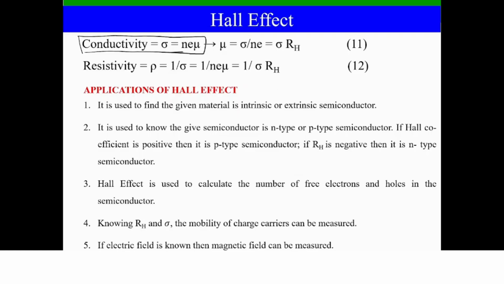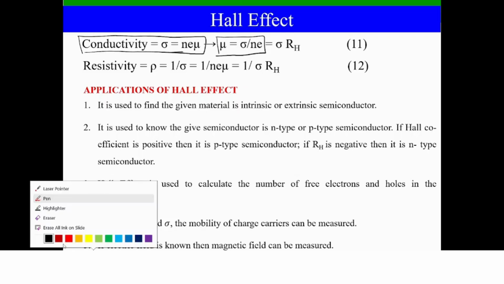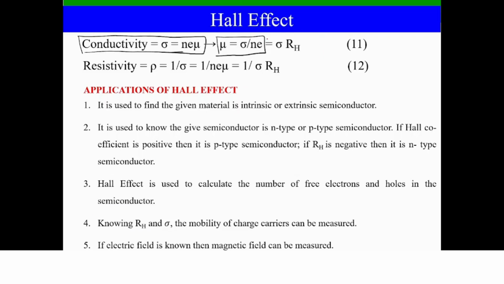In that expression, mu is the mobility of the charge carrier. Then write the equation for the mobility. Mobility, mu, is equal to sigma by Ne. Already we know from the previous discussion that 1 by Ne is equal to RH. So in the place of 1 by Ne, I am going to use RH, where RH is the Hall coefficient. So mu is equal to sigma into RH. It is equation number 11.